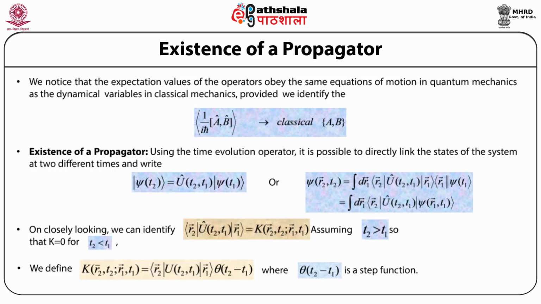Also, by substituting this relation in the time-dependent Schrodinger equation, we have i times h cross times the partial derivative with respect to time of the evolution operator U(t, t0) acting on the ket vector psi as a function of time t0, and this turns out to be equal to the Hamiltonian operator H as a function of time t acting on the evolution operator U(t, t0) acting on the ket vector psi as a function of time t0.